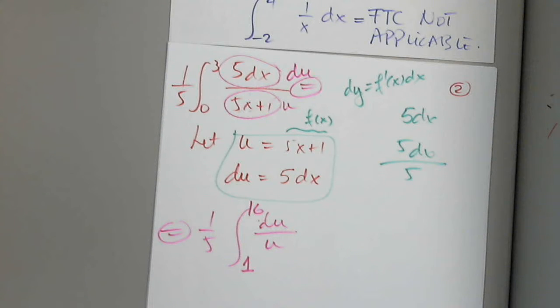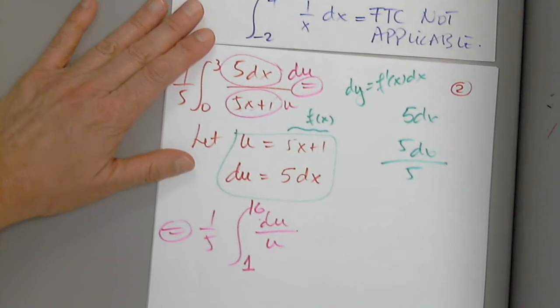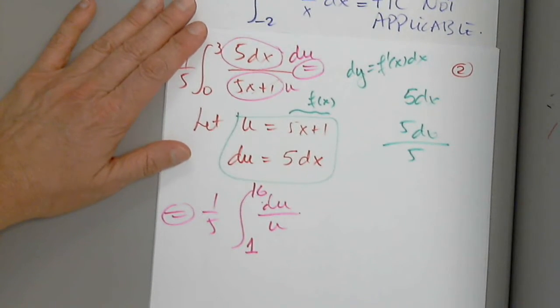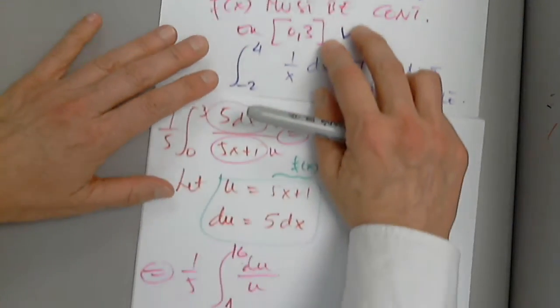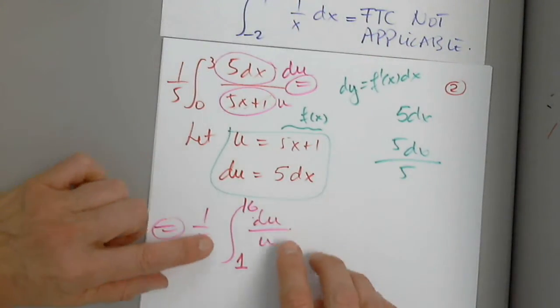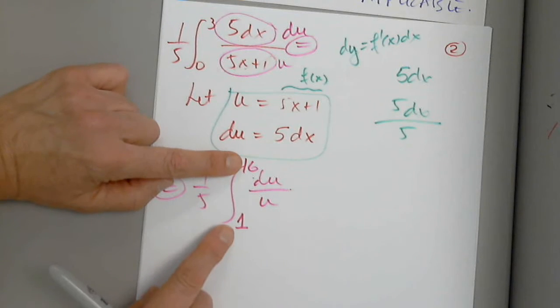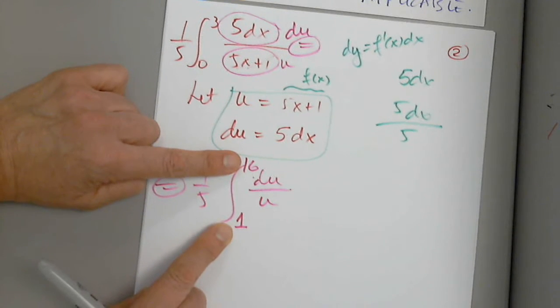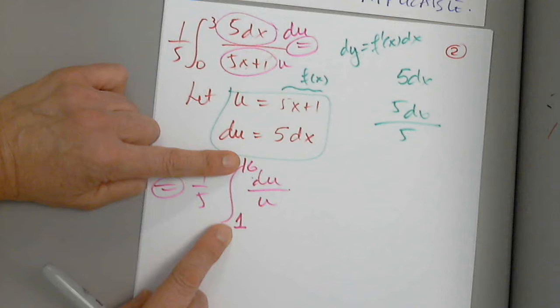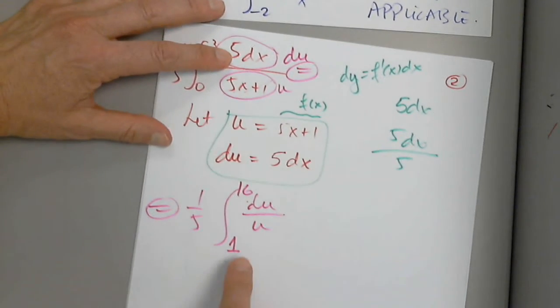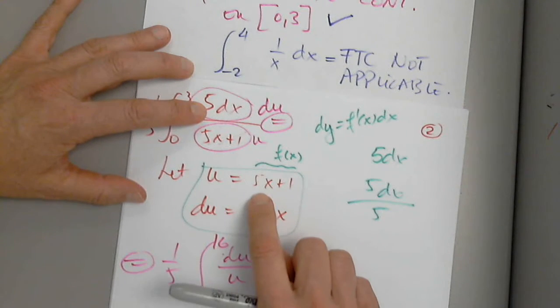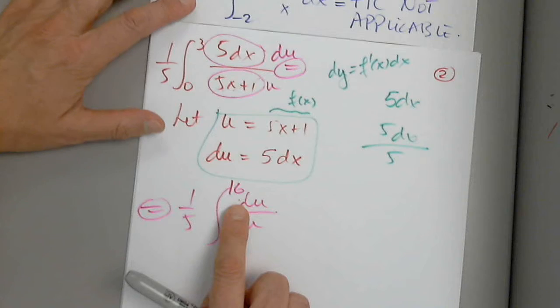Yes, right? I thought you plugged in 3 for the upper limit and then subtracted. I'm not there yet. I haven't determined the antiderivative yet. So I started with the limits of integration for x. I changed the integral from x to an integral in u. I cannot copy the limits of integration for x. I don't have x. I have u. So when x is 0, the lower limit becomes 1 for u. When x is 3, the upper limit becomes 16.